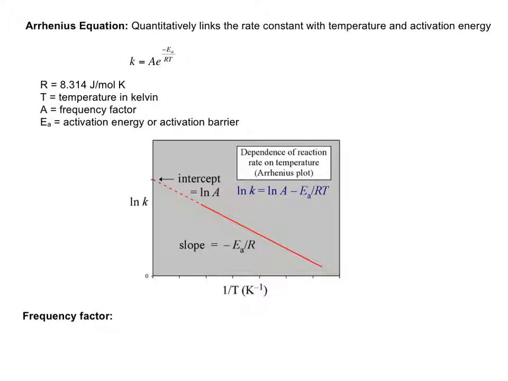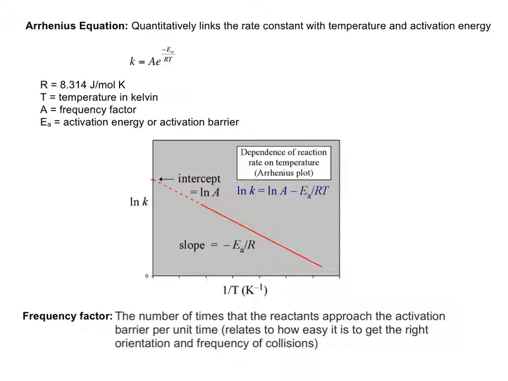The frequency factor is a measure of the number of times that the reactants approach the activation barrier per unit time. So how often do they have enough energy that they could get over that barrier? So that, again, is going to be related to the temperature in some ways, because the more often that happens, or the more kinetic energy they have, the more likely that is to happen. And then the temperature is also present in the exponent of this equation, and so that also plays a role.